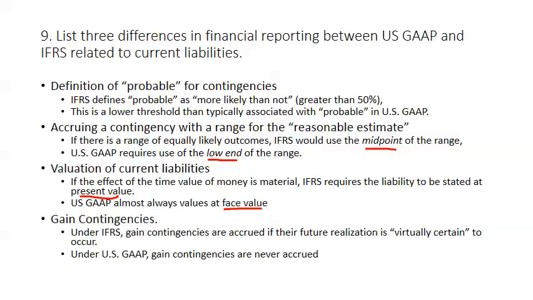And then finally, gain contingencies. We said under US GAAP, gain contingencies are never accrued. But under IFRS, gain contingencies are accrued if their future realization is virtually certain to occur. That is, really, really high probability, virtually certain. Then they would actually accrue a gain contingency. But US GAAP would never do that.